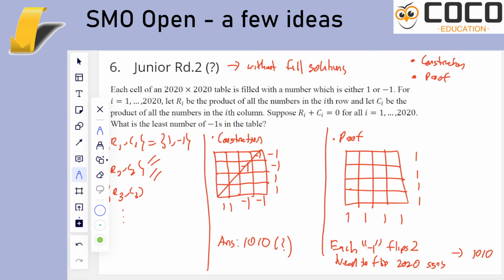So each minus 1 flips 2 signs. You're supposed to flip 2020 signs, and so there are 1010 minus 1s at least. Now this is a proof that says that it's at least 1010. How you actually manage to do that is on the left. So both of these are sort of like 70% certainty. But that's often enough in a competition setting.